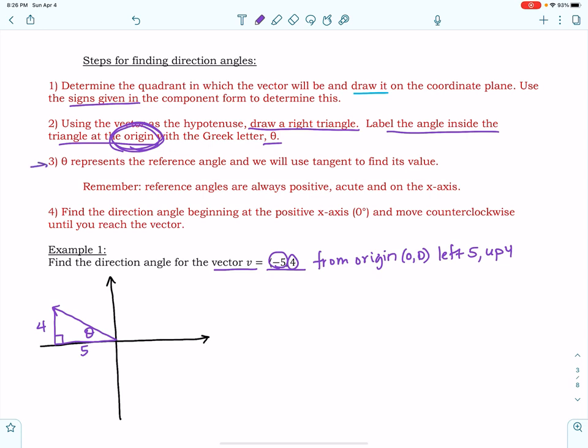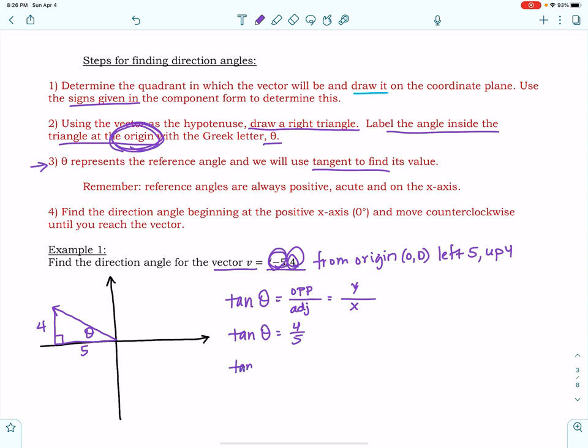All right, step number 3, theta represents the reference angle, and we will use tangent to find its value. So the tangent of theta is going to equal the opposite over adjacent. So notice that for this particular situation, that is going to be the y value over the x value in our component form, okay? So just keep that in mind. So I'm using tangent theta of 4 over 5. And remember, these are sides of a triangle, so I'm just using their positive values.